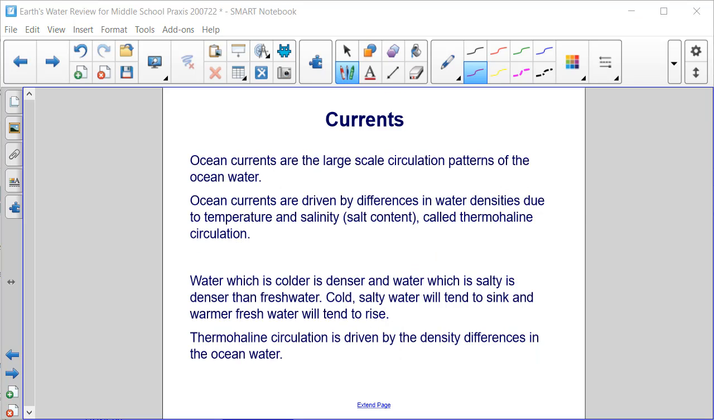Currents. Ocean currents are the large-scale circulation patterns of the ocean water. Ocean currents are driven by differences in water densities due to temperature and salinity, or salt content, called thermohaline circulation. Water which is colder is denser, and water which is salty is denser than fresh water. Cold, salty water will tend to sink, and warmer fresh water will tend to rise. Thermohaline circulation is driven by the density differences in the ocean water.